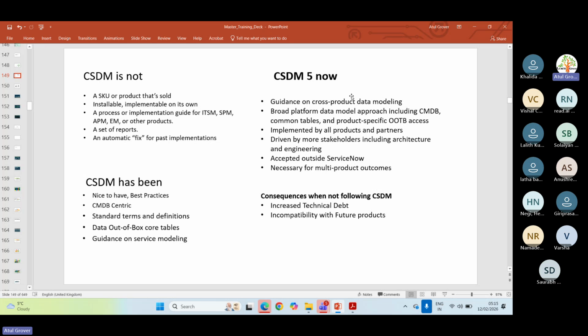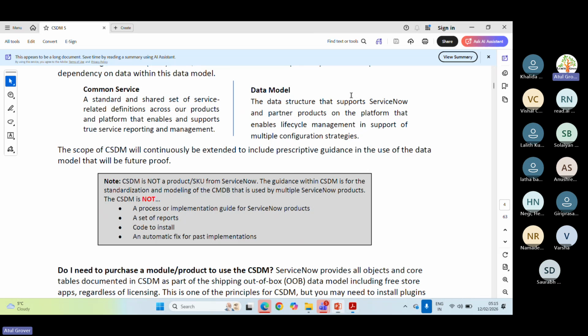We'll hold this for now and move ahead. We'll cover these points automatically. So this is what we discuss here: what CSDM is not.